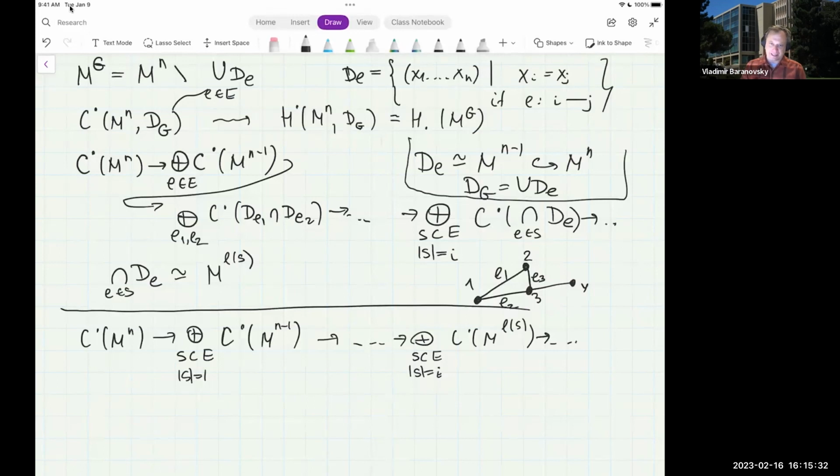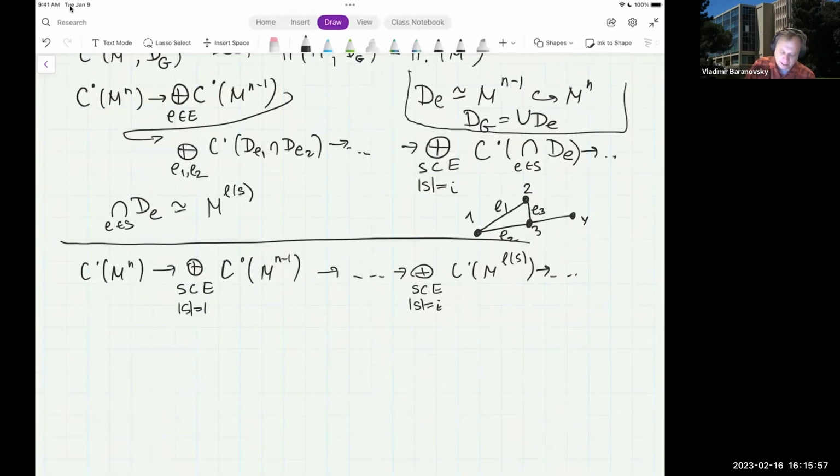Because some Cartesian powers end up embedded into other Cartesian powers, the arrows are just the maps in the opposite direction on the cochains that you're getting.